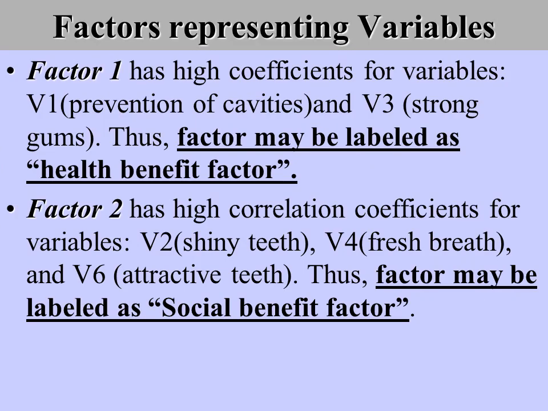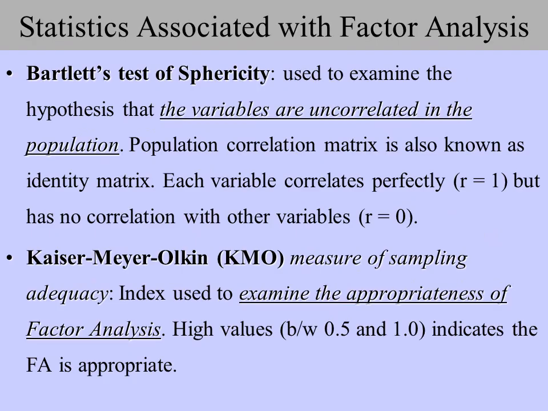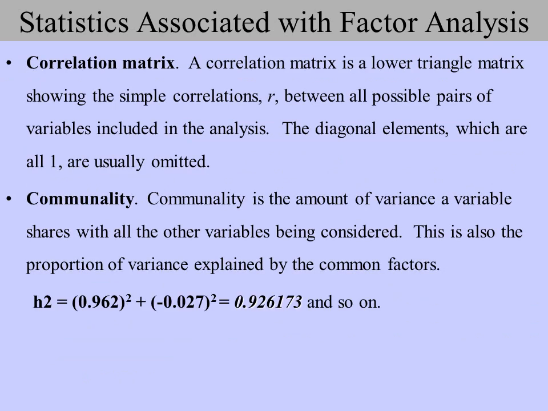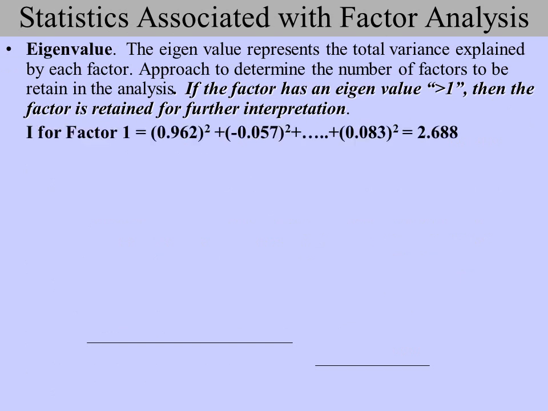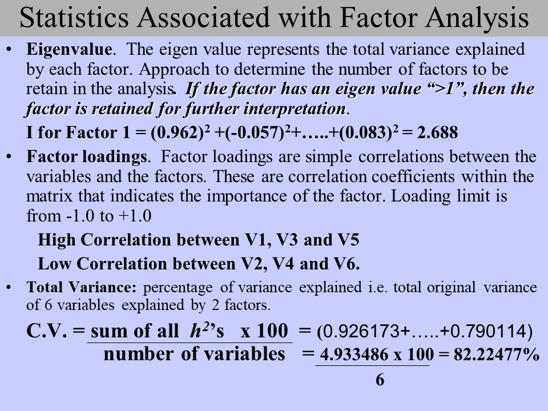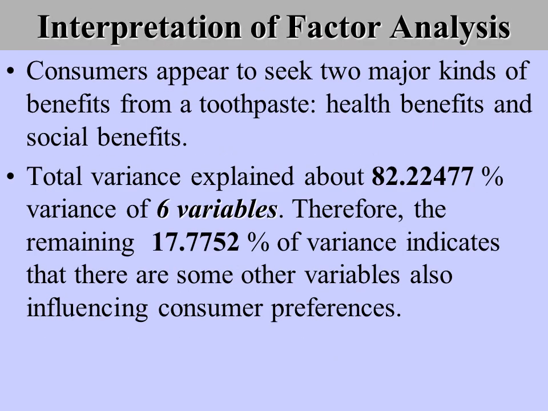So once that has been decided, finally I have identified that V1 and V3 have a high factor loading on factor 1, so it becomes labeled as the health benefit factor. V2, V4 and V6 had a high factor loading on factor 2, so they were labeled as the social benefit factor. Let me show you how my example analysis has been done. So let me show you an example, a similar example.